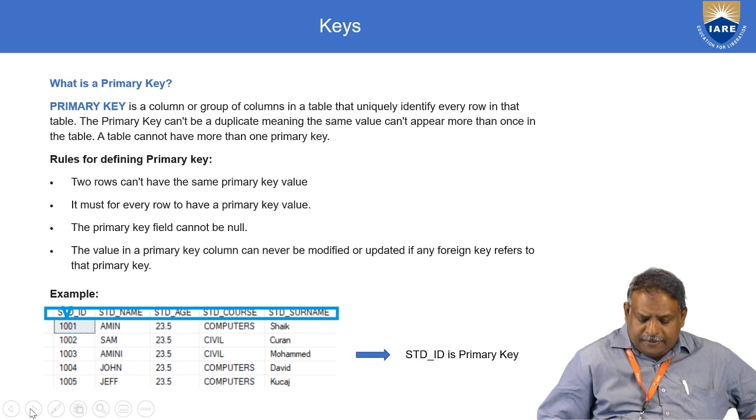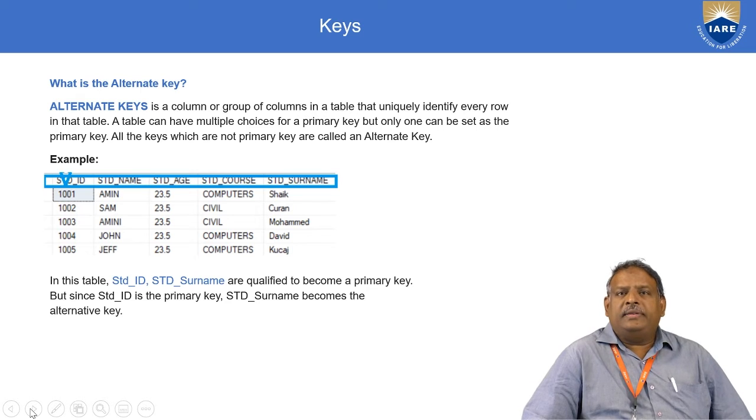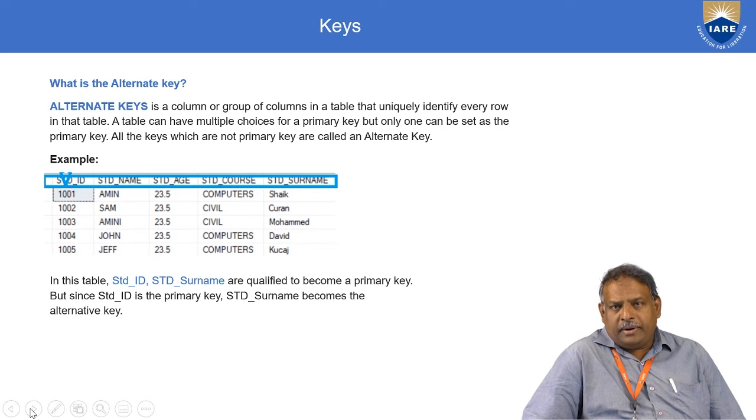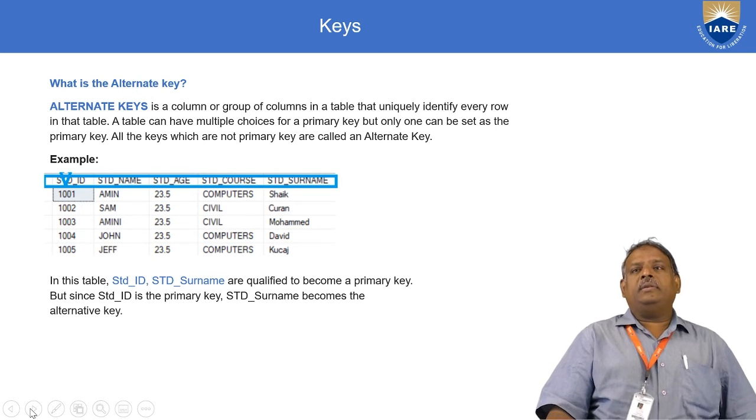This is primary key. Now let us see what is an alternate key. Alternate key is a column or group of columns in a table that uniquely identifies every row in the table. It is similar to a primary key. A table can have multiple choices for a primary key, but only one can be set as a primary key. All the keys which are not primary keys are called as alternate key.